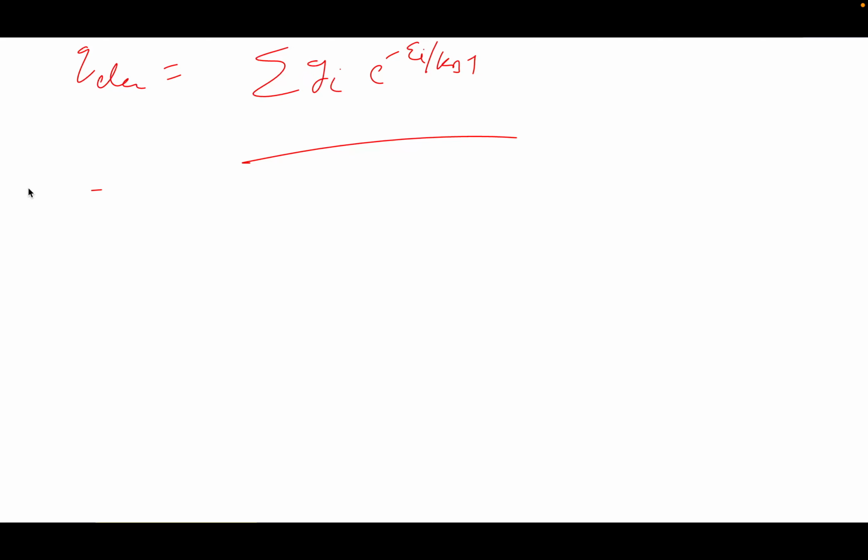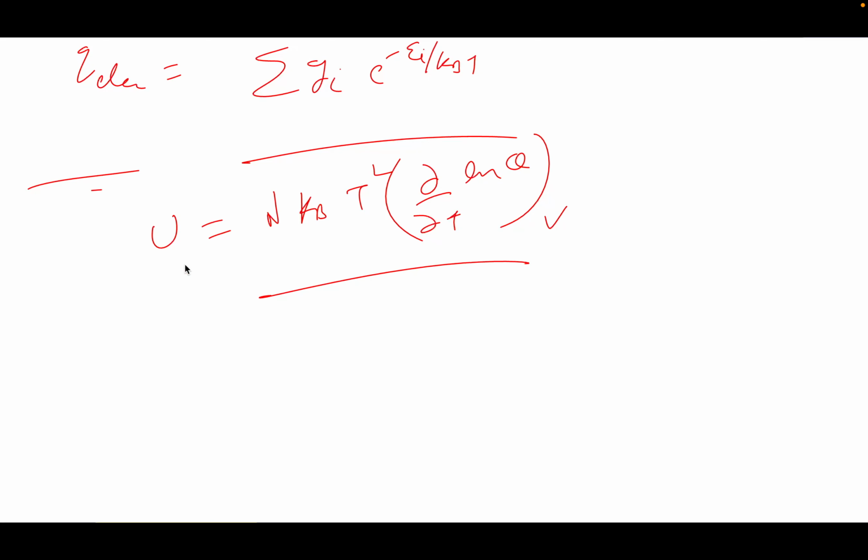Okay, so now we are good to go for the questions, and also we can write the internal energy formula, that is equal to kB N kBT square, del by del T of ln Q at constant volume. This is the internal energy for a system. And from here, if we differentiate it with respect to temperature at constant volume, this will give Cv. Heat capacity we can calculate from here.